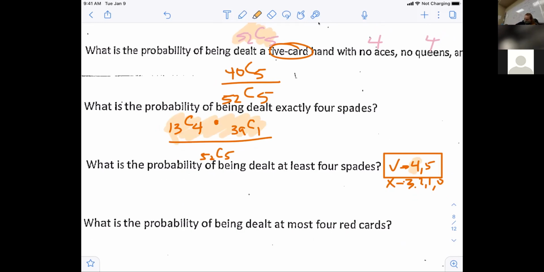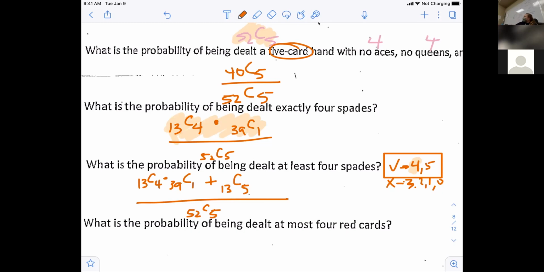It was 13 choose 4 times 39 choose 1. Now you guys also told me it's okay if we had 5 spades. How do I see how many options there are to get 5 spades? How many spades are there again? 13. And how many do I want this time? 5. So we're going to do 13 choose 5, and all that's over 52 choose 5. I didn't have to multiply with my 13 choose 5 because that already hit all 5 of my cards. I didn't need to do anything else.